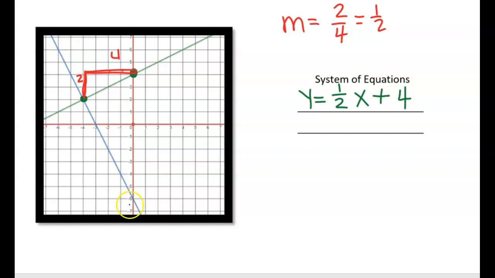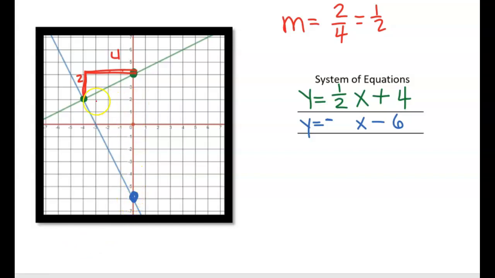The blue line, y equals something x plus b. What's the b? The y-intercept is what number on this one? Do you also see that this line is going down? And so when I get this slope, it's going to be a negative number because the line is going down.